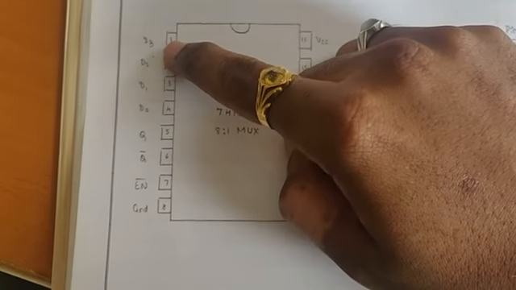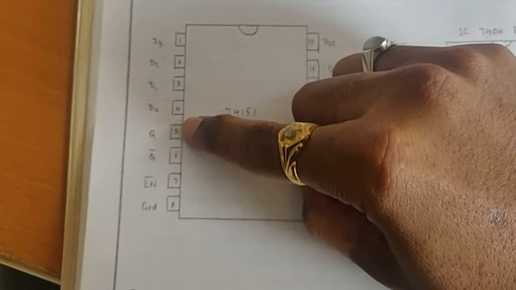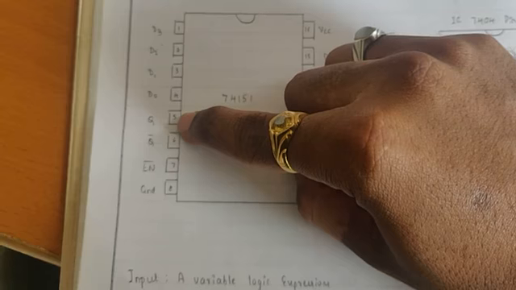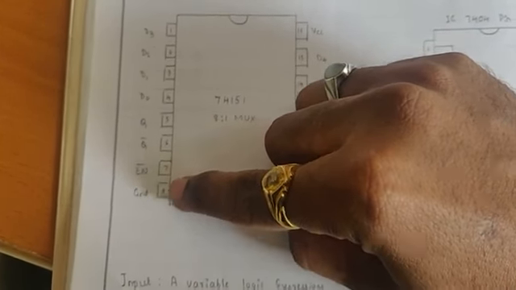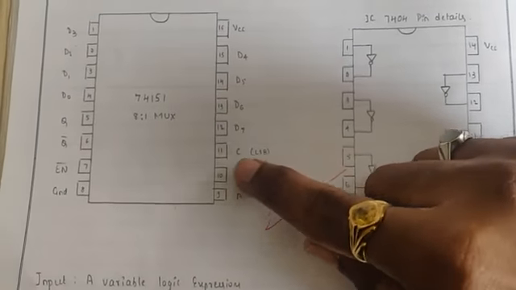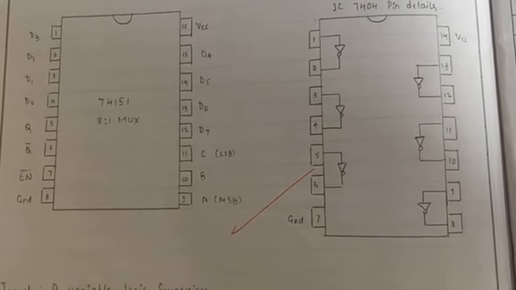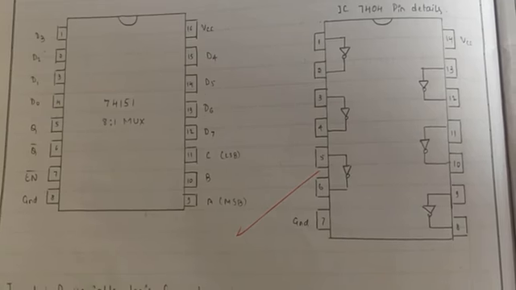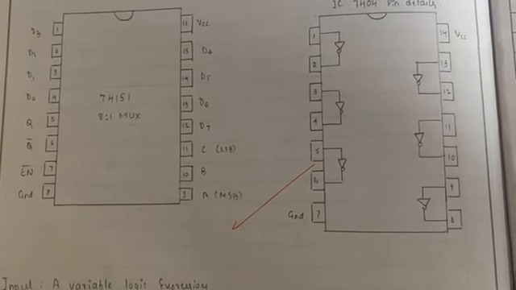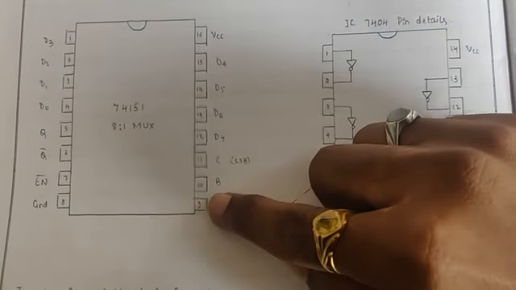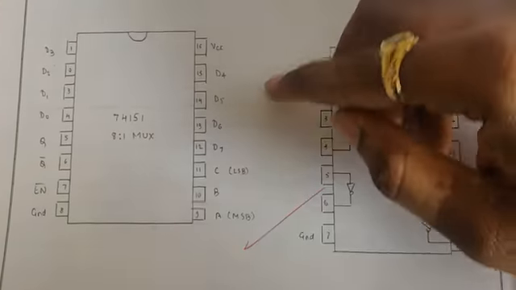Pin 1 is D3, 2 is D2, 3 is D1, 4 is D0, 5 is Q. Q refers to output, 6 refers to Q bar, 7 is enable, 8 is ground, and 9 is A, B, C. Hope you remember the multiplexer problems, where you find the control input. Based on the control input, it decides which input has to be passed on to the output, right? That is how the multiplexer works. Similarly, A, B, C are the control inputs. A is the most significant bit and C is the least significant bit.